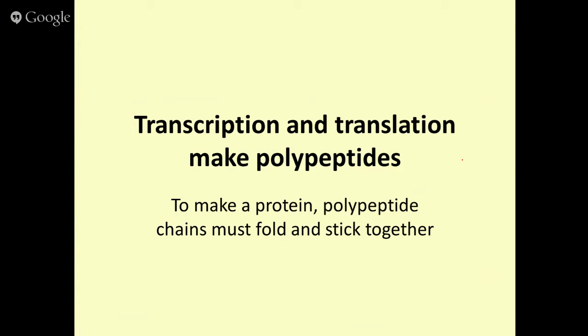So remember, how did we make our protein? We used the process of transcription to make a messenger RNA copy. We used the process of translation to assemble the amino acids into a chain called the polypeptide. And then the polypeptides come together to make the protein. But remember, when your protein is forming, the polypeptide has to fold correctly, and then they have to stick together correctly to form your protein.